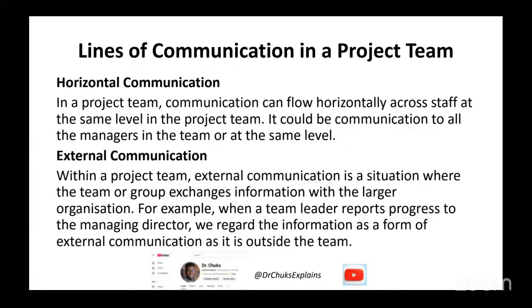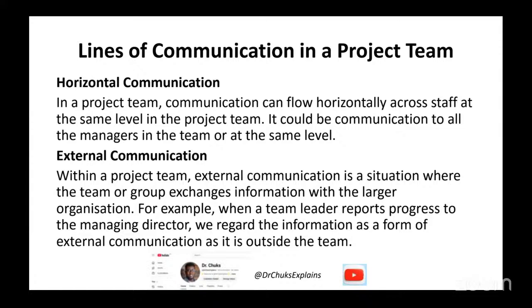That whispering, they whisper to each other, is vertical communication. Sorry, horizontal communication, because they are communicating at the same level. They're not communicating to the teacher, but they are communicating among themselves. The same thing, managers can communicate to managers. They can bring communication to all managers, and that is on the same level. And that's what we refer to as horizontal communication.